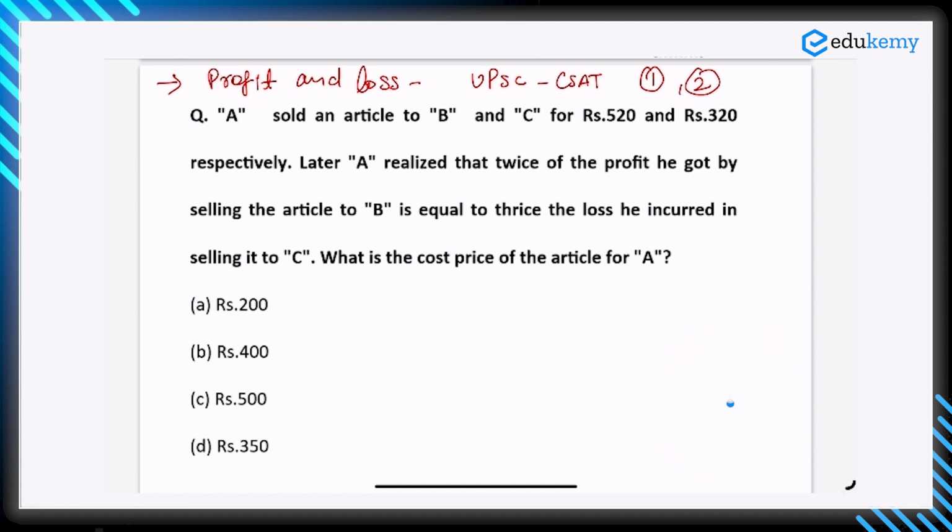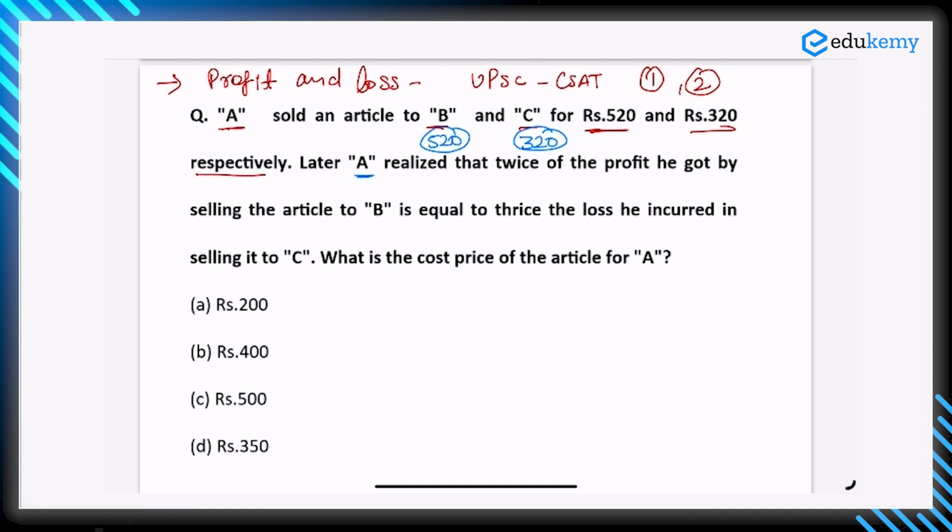The question is saying: A sold an article to B and C for 520 rupees and 320 rupees respectively. A sold an article to B for 520 rupees and to C for 320 rupees. This is given in the question.